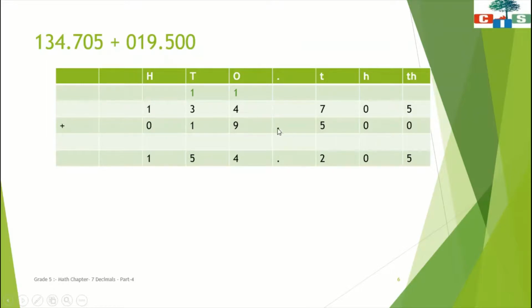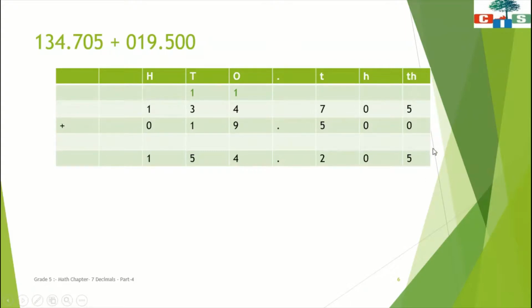Now I will put the decimal point and then the decimal part according to the decimal place value. Here we have 5 at the tenths place, so I have put 5 at the tenths place and 0 at the hundredths and thousandths places respectively. This is very important. You have to arrange the numbers properly according to their place value. Once we have arranged them, we can easily add.